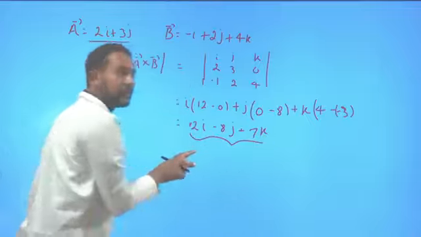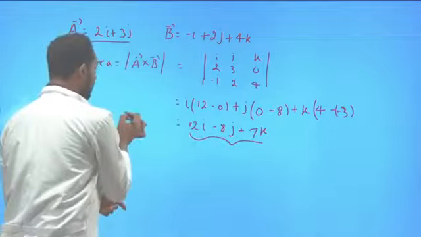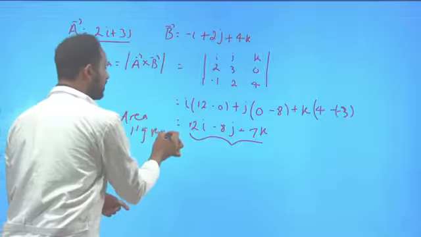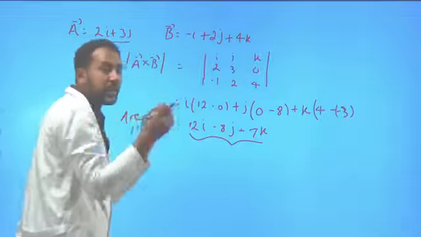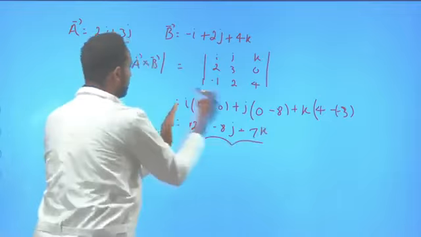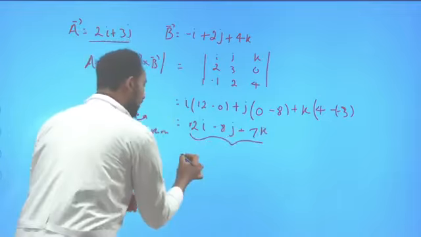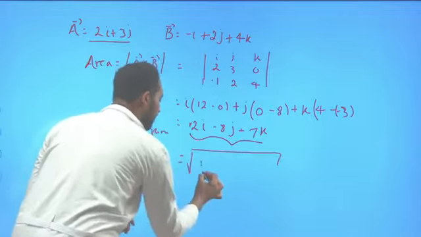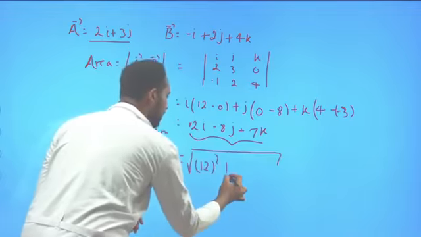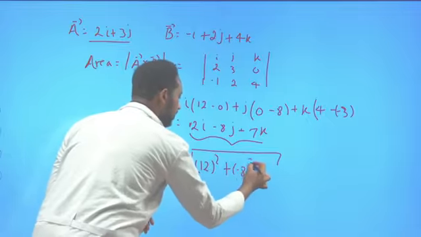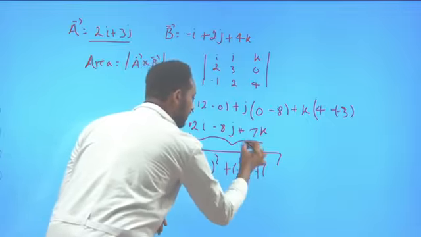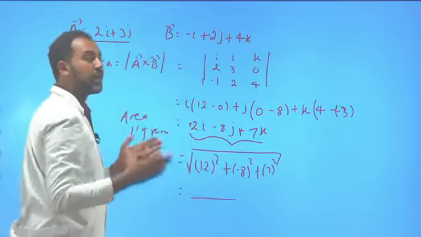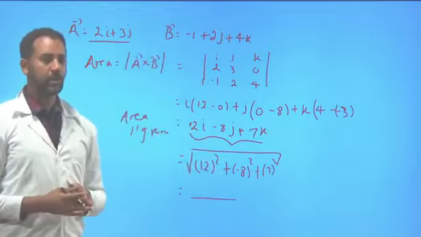This is the vector. This is not the area, actually. We are trying to determine the area of a parallelogram, so you have to find the magnitude of this vector. And how do you determine the magnitude? Well, the magnitude can be determined as 12 squared, plus negative 8 squared, plus 7 squared. This is how we determine the area of a parallelogram.